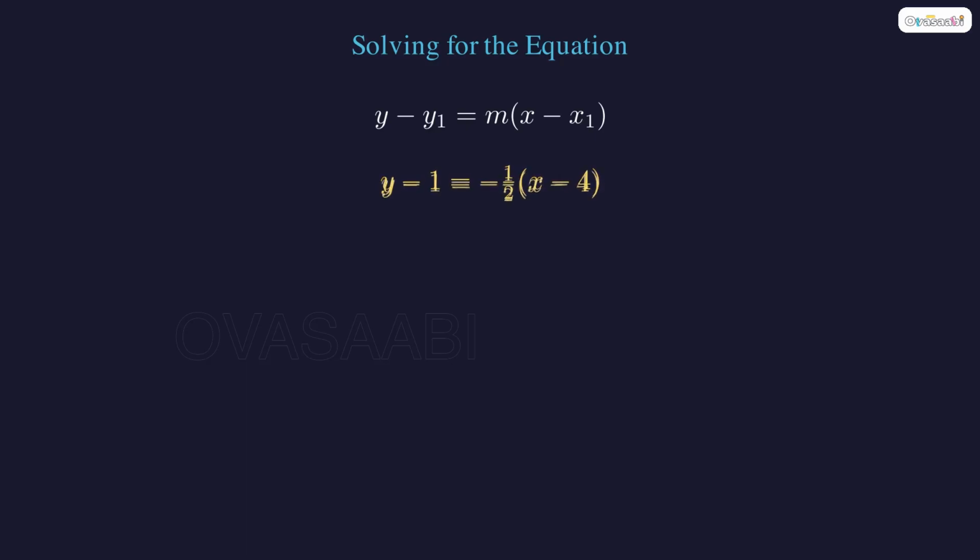Use y minus y1 equals m times (x minus x1). Substitute. y minus 1 equals -1/2 times (x minus 4). Simplify to get y equals -1/2 x plus 3.